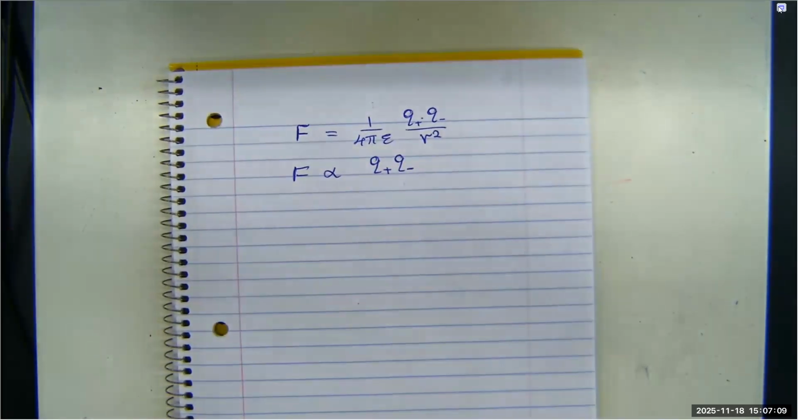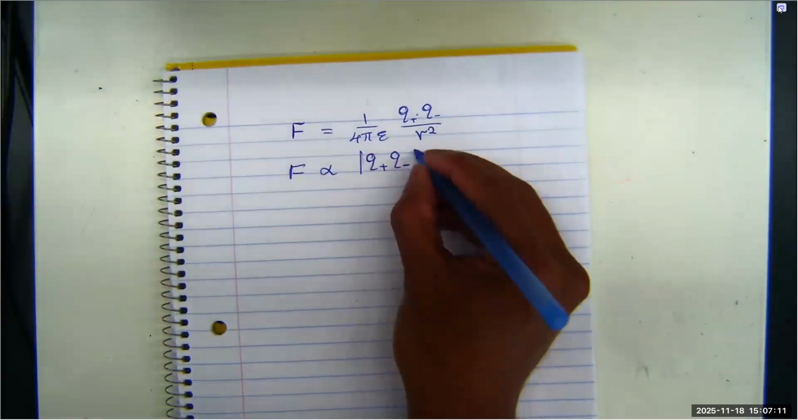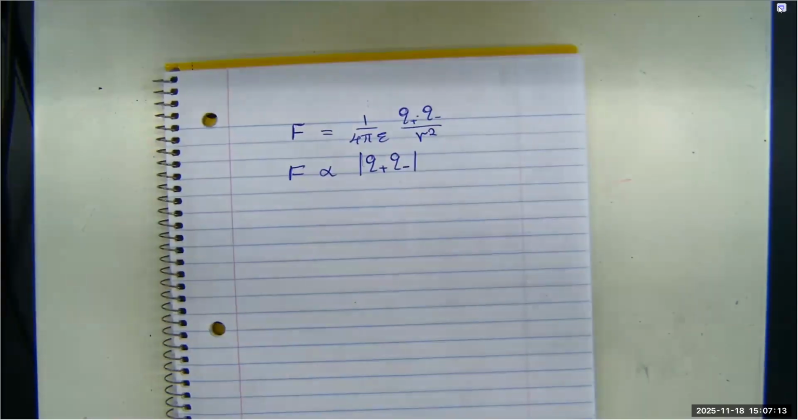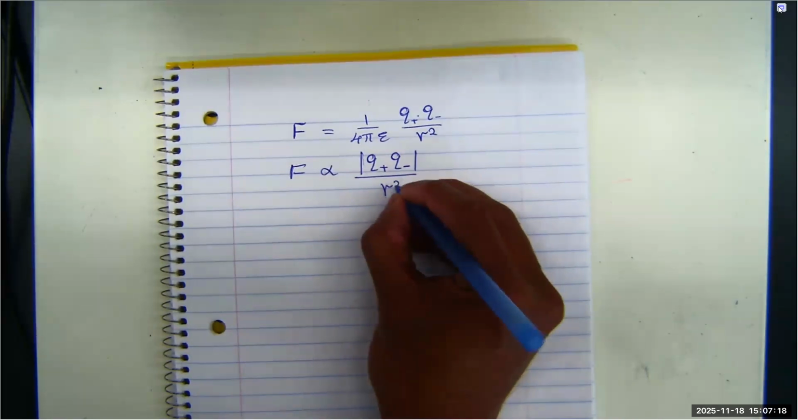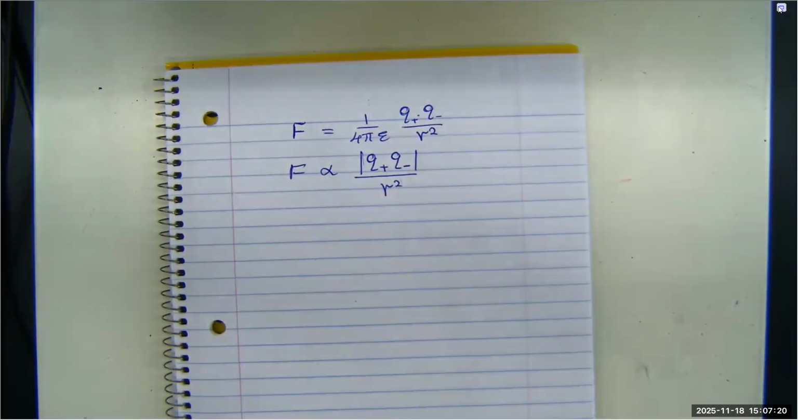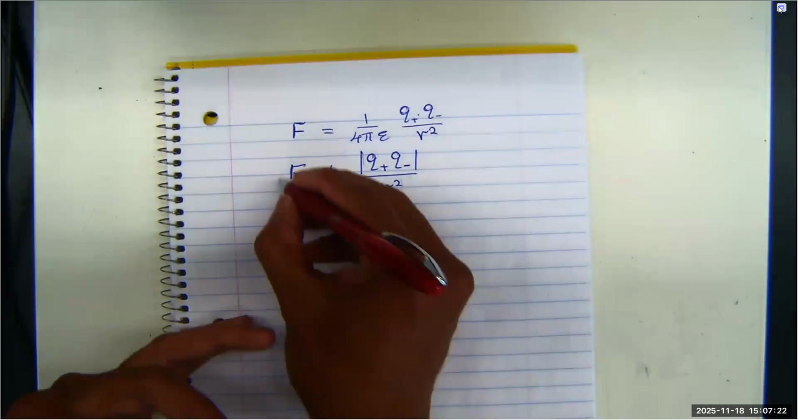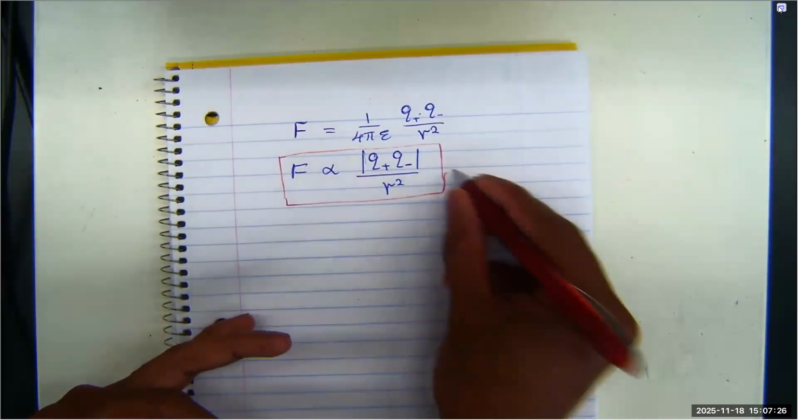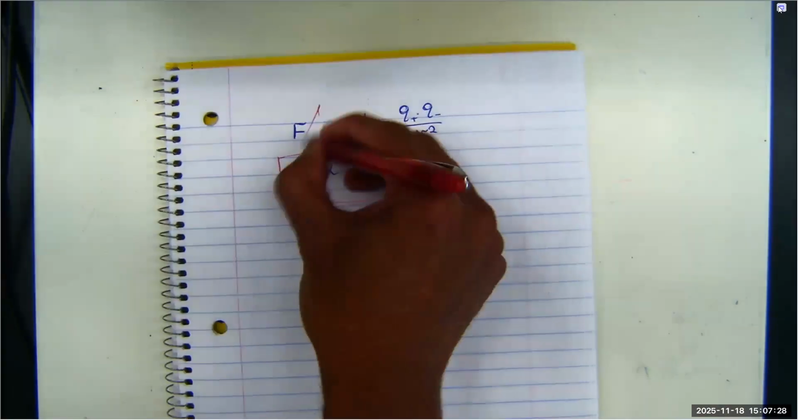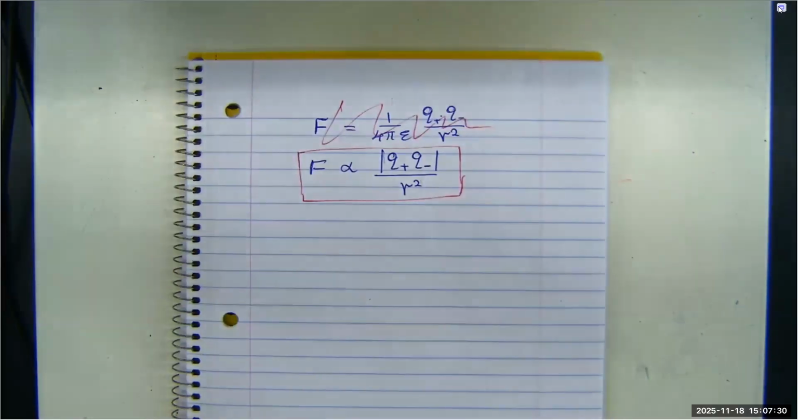All we care about from this is that the ionic force is directly proportional to the charge product, so the charge of the cation times the charge of the anion. We only care about the absolute value of that. And it is inversely proportional to the distance between the ions squared. You have to have this in your notes in a nice box. This you can forget.